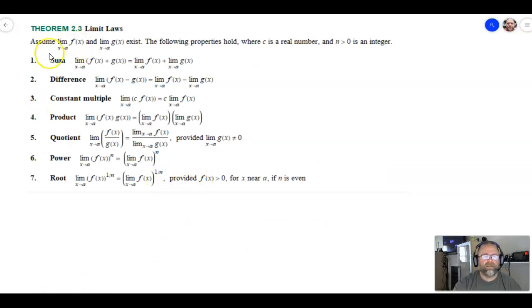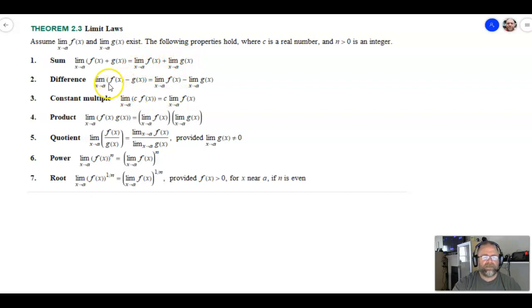It's theorem 2.3. It says assume that the limit as x approaches some value a of our function f of x and the limit as x approaches a of some function g of x exist. That means that they are defined for some value of a. And the following properties hold where c is a real number and n is an integer greater than 0. So the first one here says the limit of the sum is equal to the sum of the limits. So here's the limit of the sums, and then we can separate that into individual limits there.